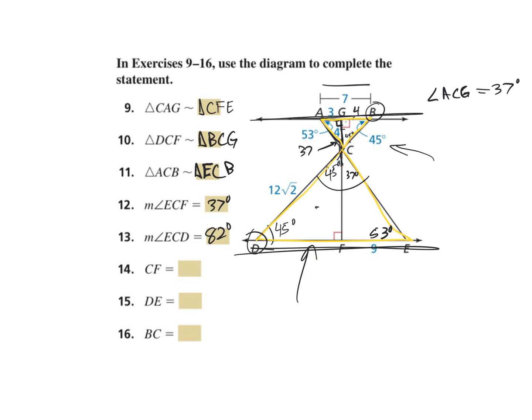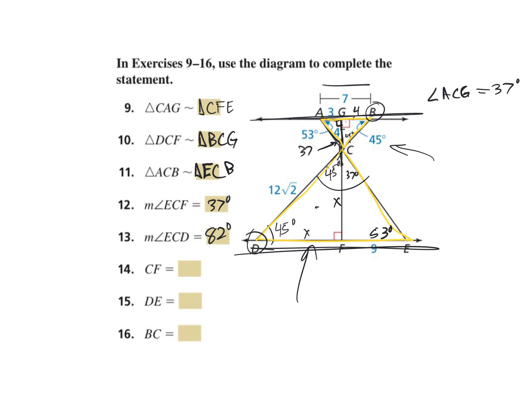So now we got to set up a proportion. The answer for CF is 12, only because I know 45 degree angles and this being 12 square root of 2, these both have to be 12s. But the only way to really know that is if you do your math.